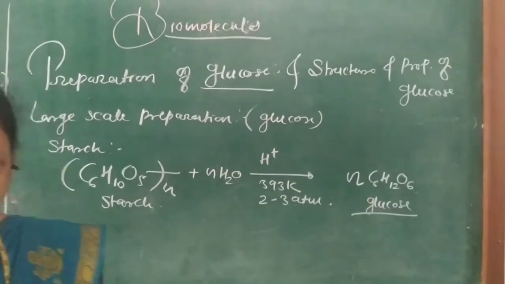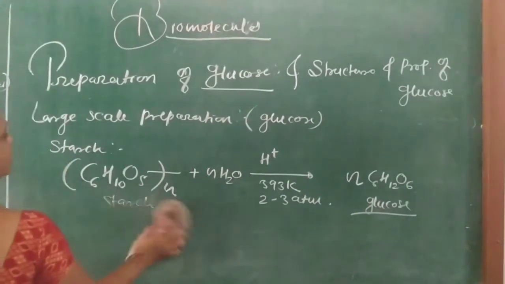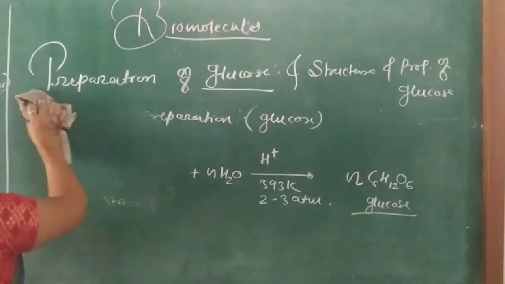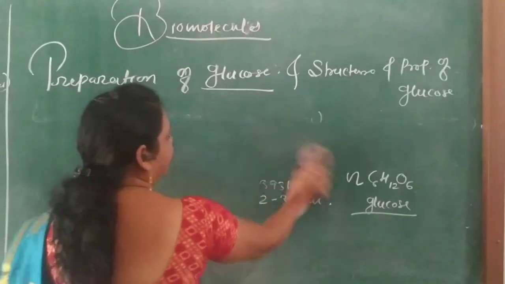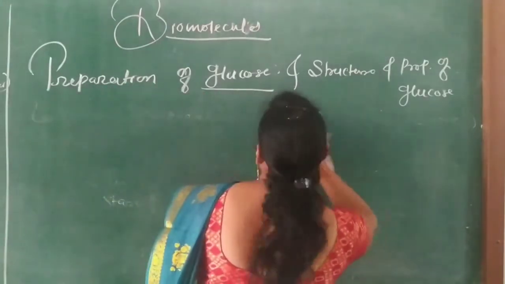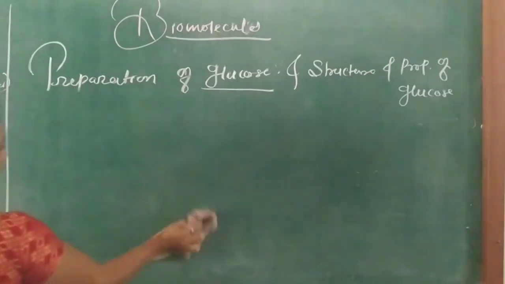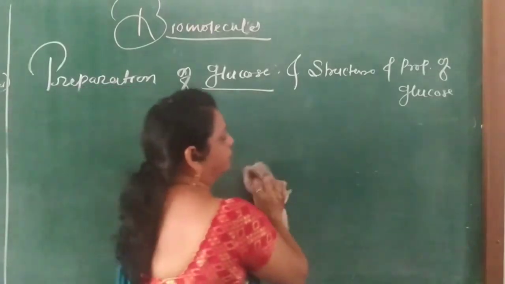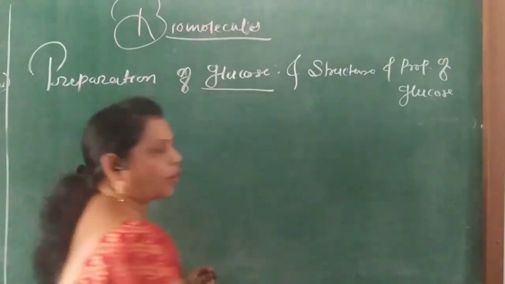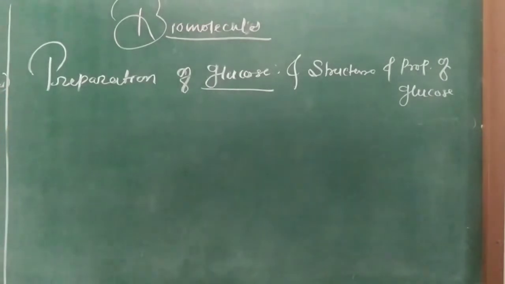Okay, so after that, the physical properties of glucose. Glucose is a white crystalline solid, soluble in water, and sweet in taste, and it is crystalline in nature. Then the chemical properties of glucose.